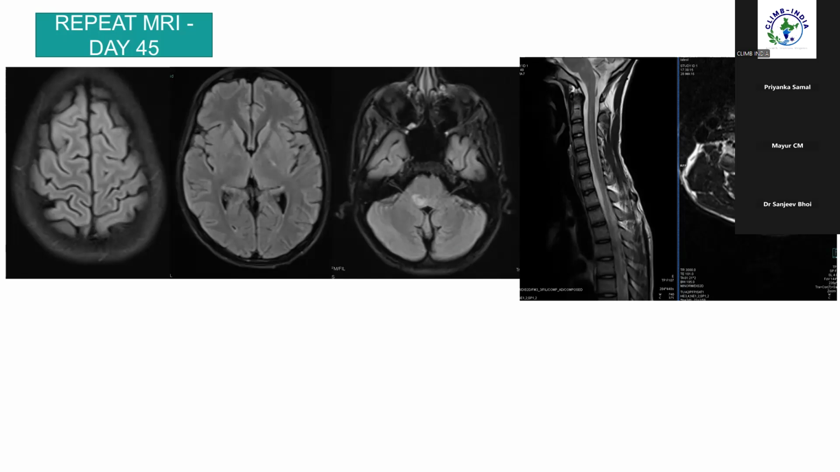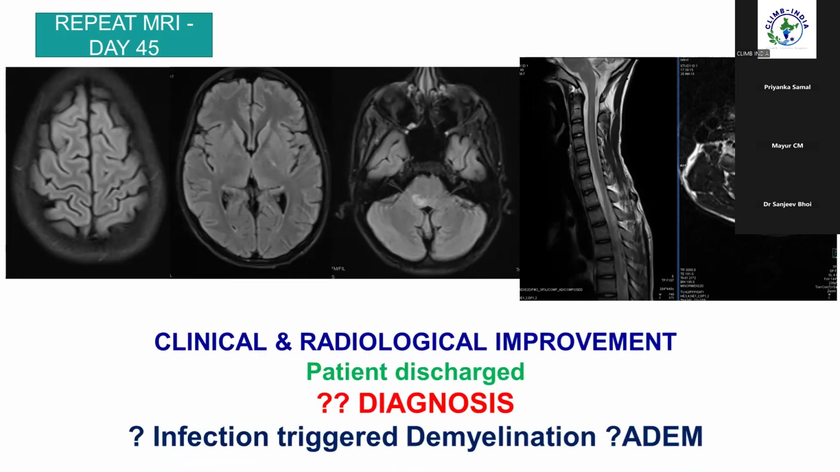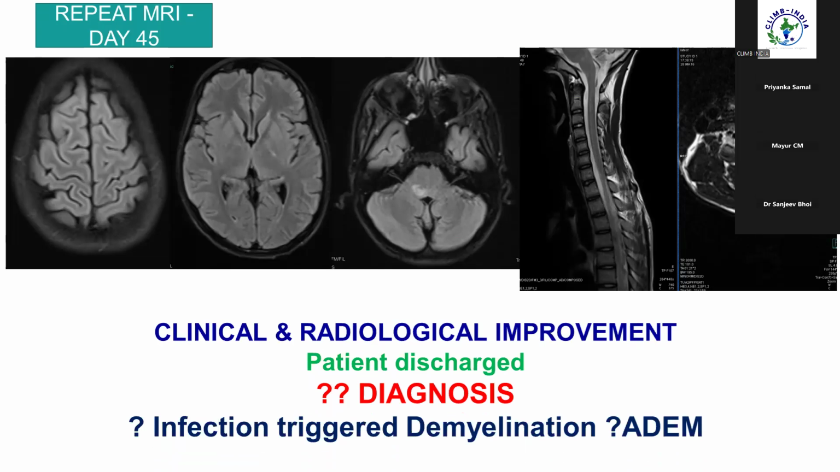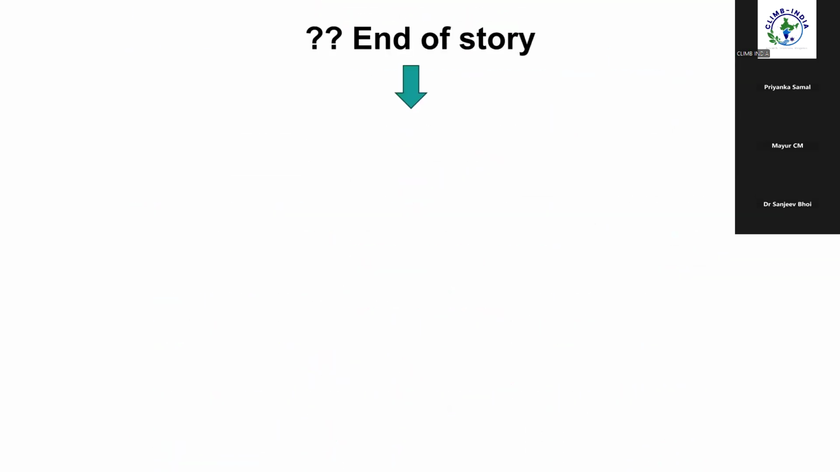So with this clinical and radiological improvement, the patient was thought to have infection-triggered demyelination, probably acute disseminated encephalomyelitis or ADEM, and he was discharged with this provisional diagnosis. So was that the end of the story?